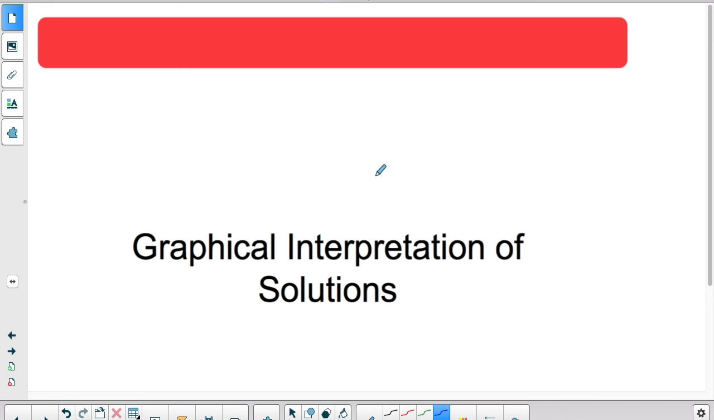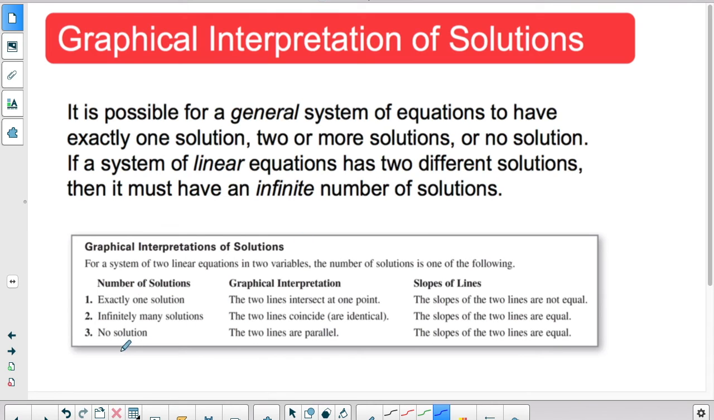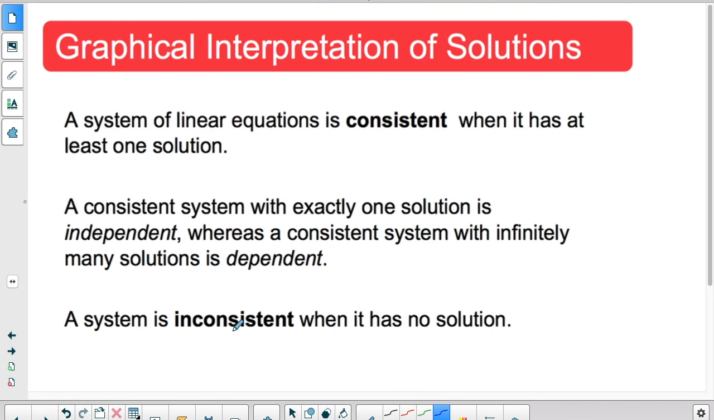What we're going to look at next is graphical interpretations of solutions, and it's kind of looking at the graph and how they work. Now we'll have three different types of solutions that we could come across. One, there's exactly one solution, so two lines intersect at a point. The second is that there are infinitely many solutions. Essentially what it's saying is that those two equations are the same line. Or there are no solutions at all.